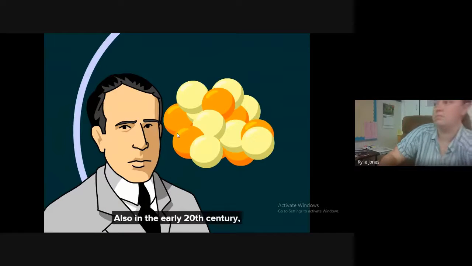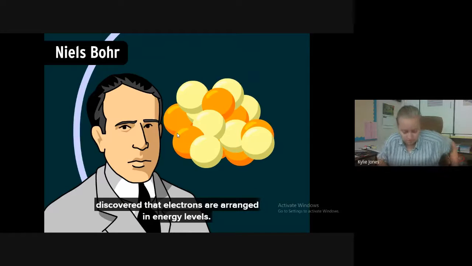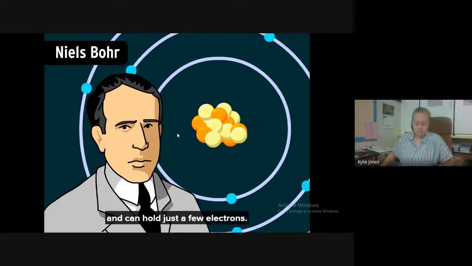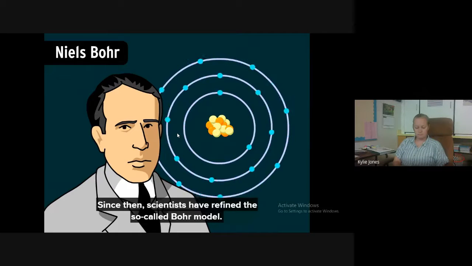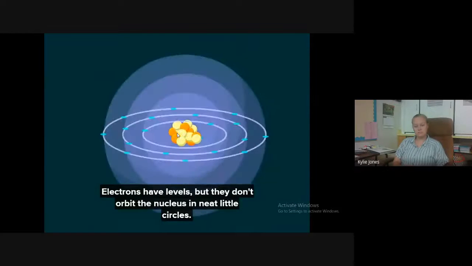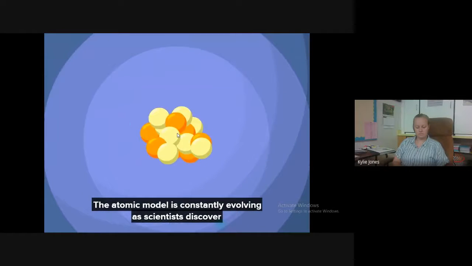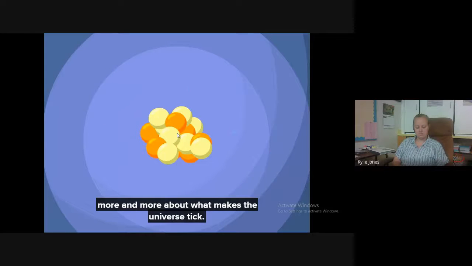Also in the early 20th century, a Danish physicist named Niels Bohr discovered that electrons are arranged in energy levels. The lower energy levels are closer to the nucleus and can hold just a few electrons. The higher energy levels are farther away and can hold more electrons. Since then, scientists have refined the so-called Bohr model. Electrons have levels, but they don't orbit the nucleus in neat little circles. Instead, they exist in a region called the electron cloud. The atomic model is constantly evolving as scientists discover more and more about what makes the universe tick.